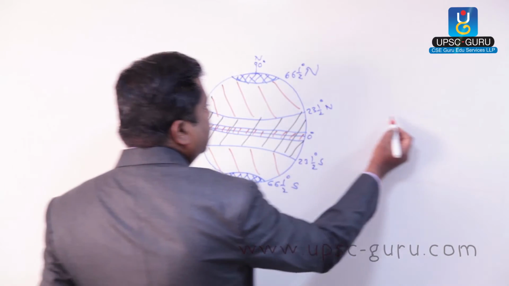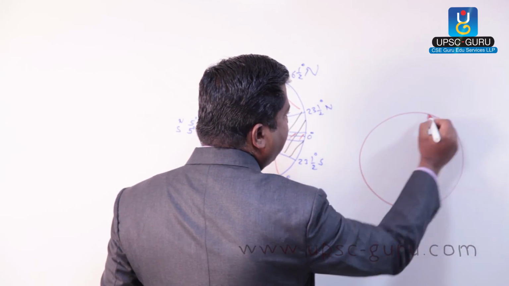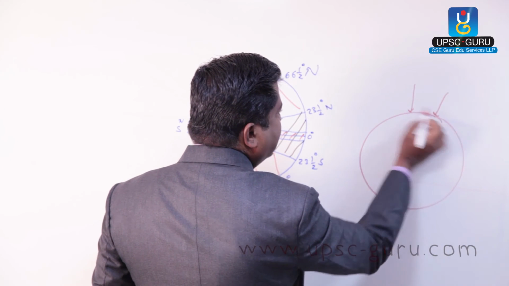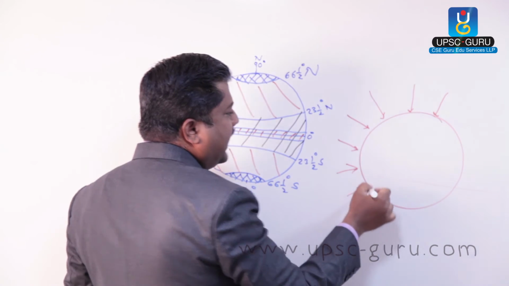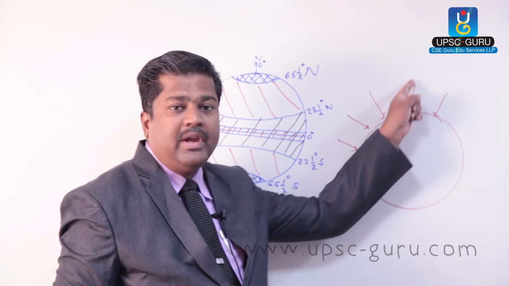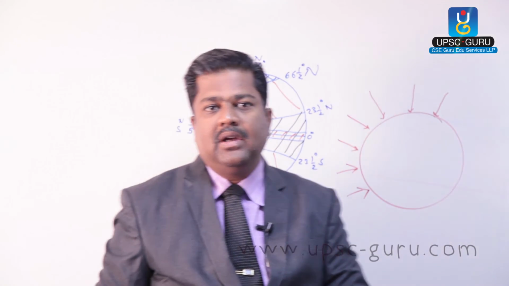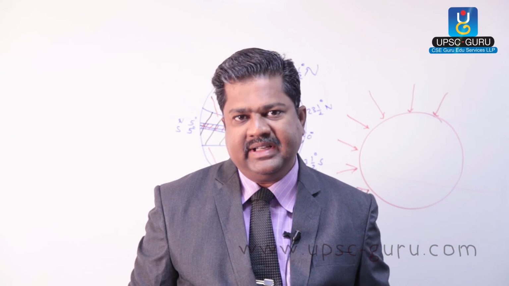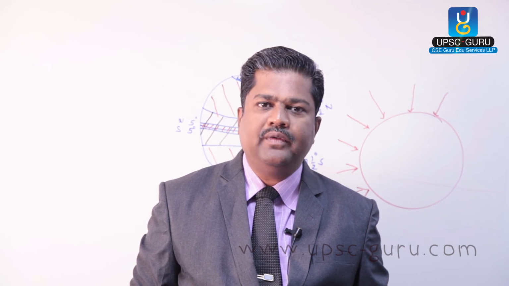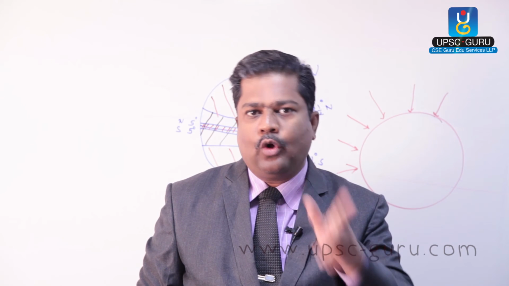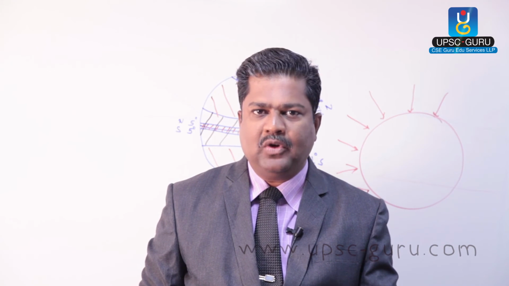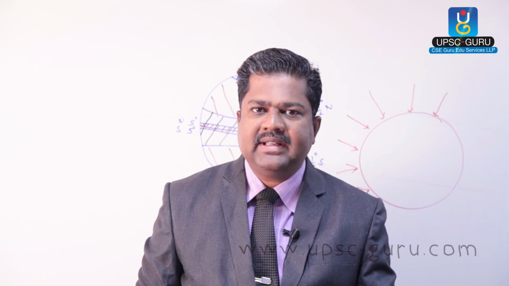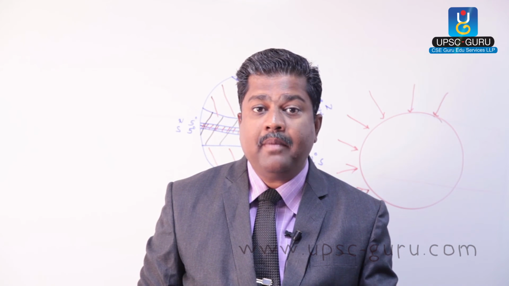Say for example, this is the surface. On the surface, maximum pressure is there, so atmospheric pressure is maximum at the surface. As we are moving away from the surface, atmospheric pressure decreases. We can consider this with a barometer using mercury: at sea level, 1 atmospheric pressure means 760 mm of mercury.